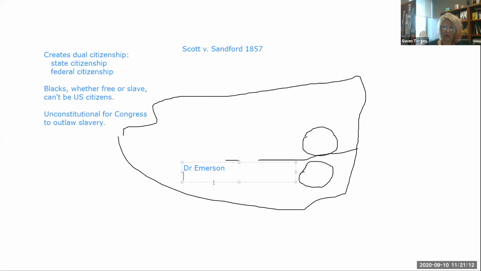Dr. Emerson owned Dred Scott and his wife. And they lived in Louisiana, which was, not Louisiana.